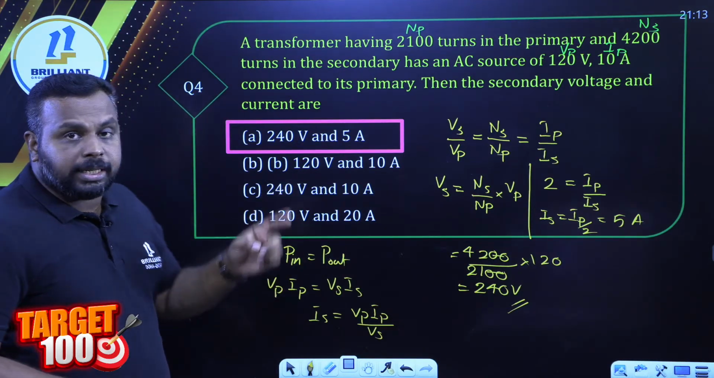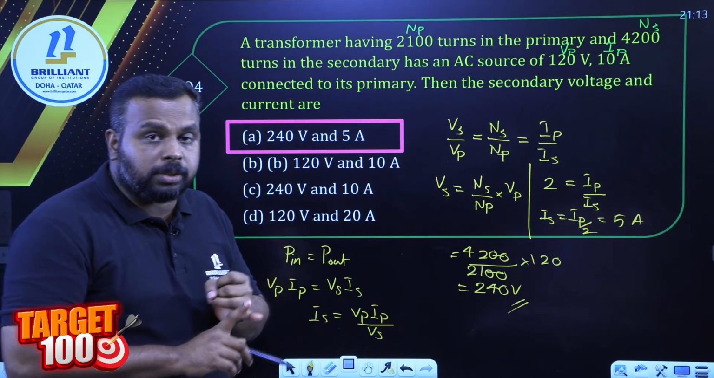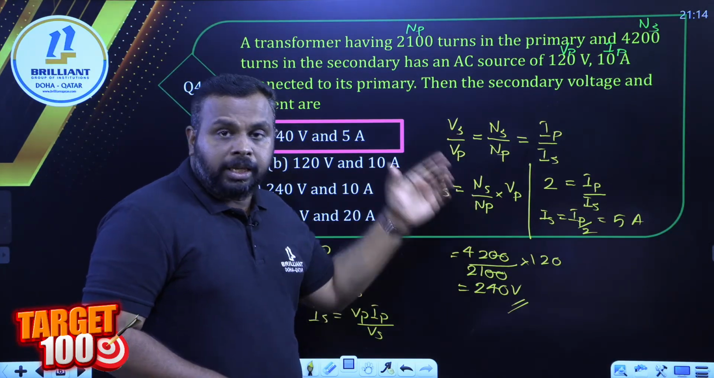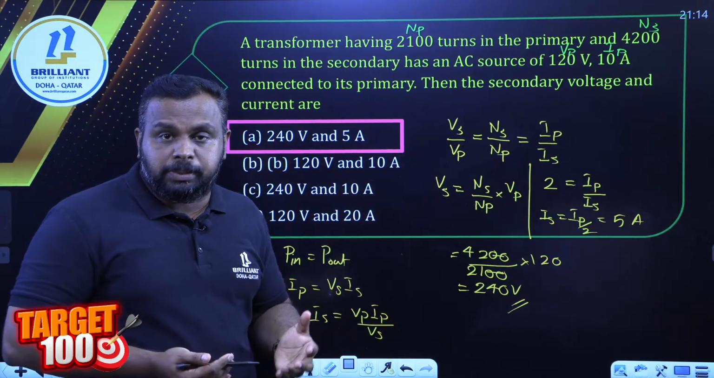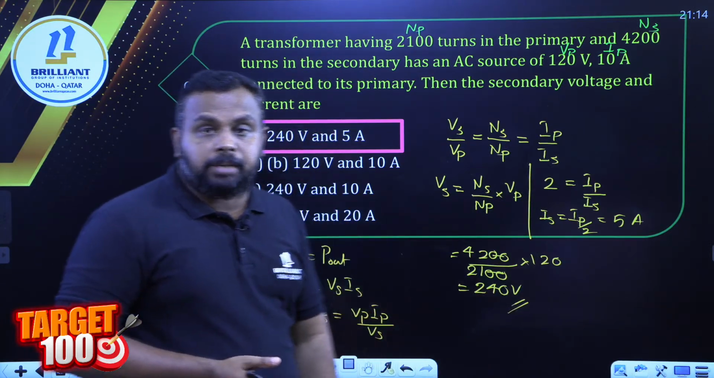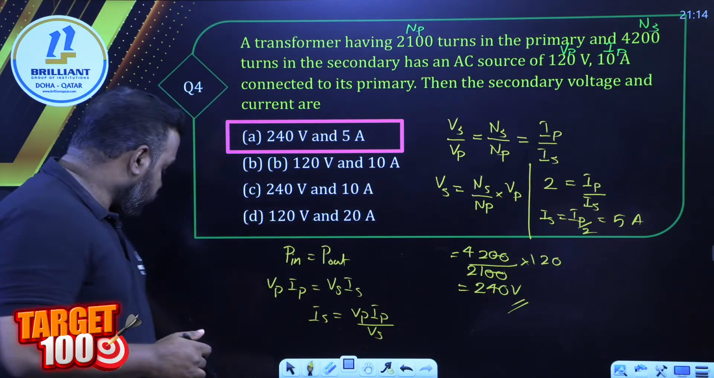Next question. Transformer is a very important topic, my dear students. Please study the transformer ratio: Vs by Vp equal to Ns by Np. If efficiency is 100%, which means there is no loss, you can equate that with Ip by Is, primary current to secondary current. Okay.